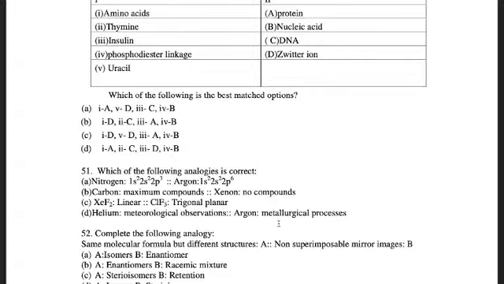Correct. The answer is option D. Helium meteorological observations. Argon metallurgical process. Correct. The answer is option D.